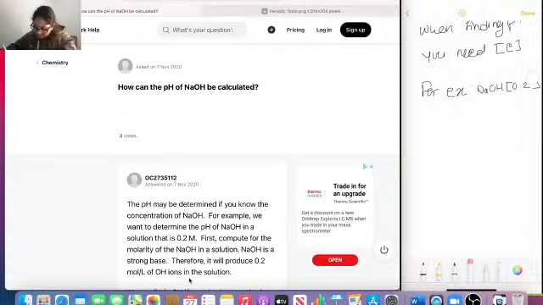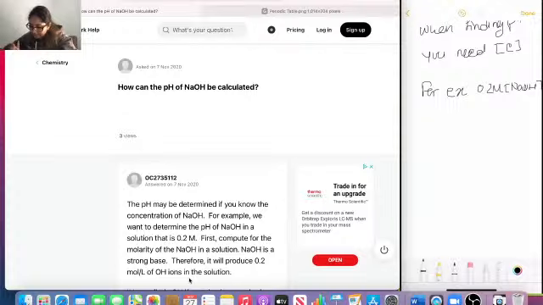Molars. Actually, no, sorry. So yeah, you write it like 0.2. Okay, concentration. So first we need to find the molarity of NaOH in the solution.